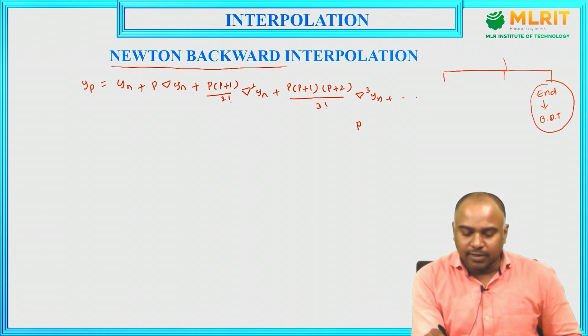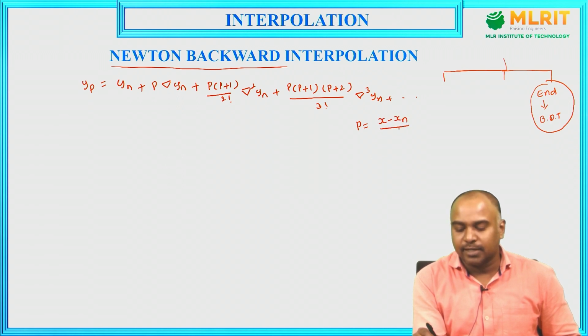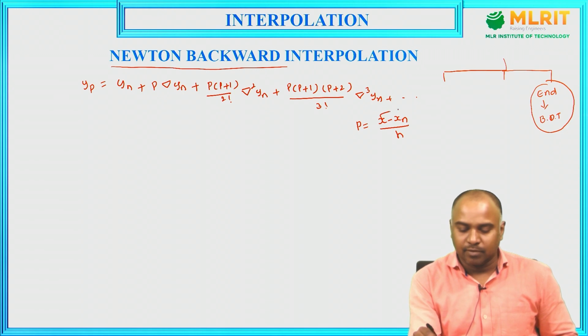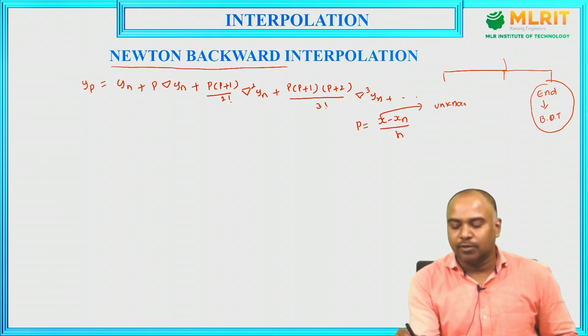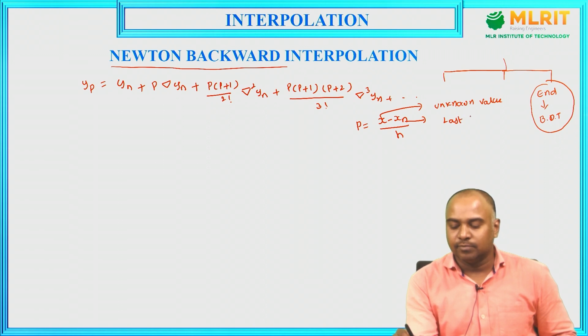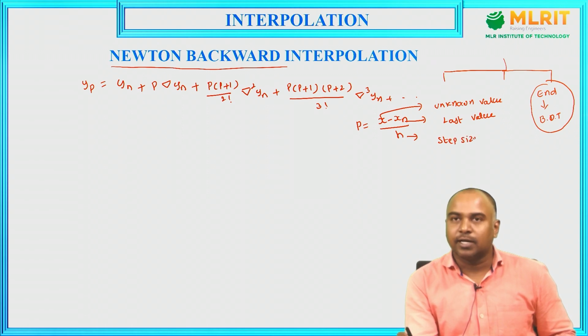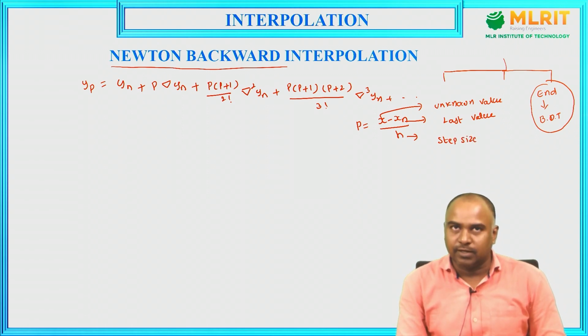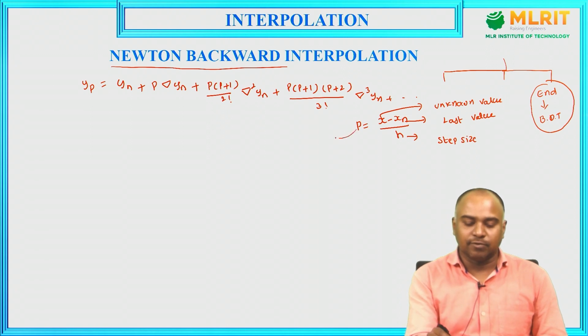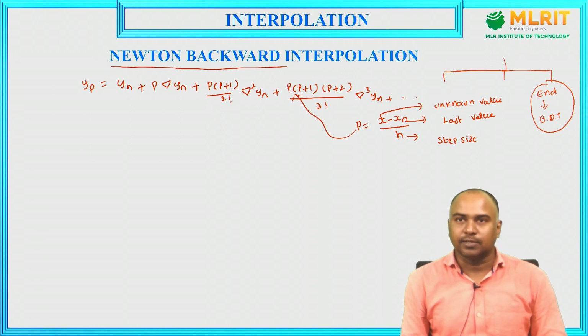To find the p value, the formula is p equals (x minus x_n) by h, where x is the unknown value we are finding, x_n is the last value of the x series, and h is the step size, the difference between two successive values of x. Using this we can find the p value and substitute it back in the formula.